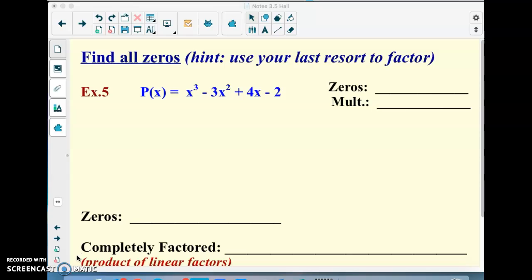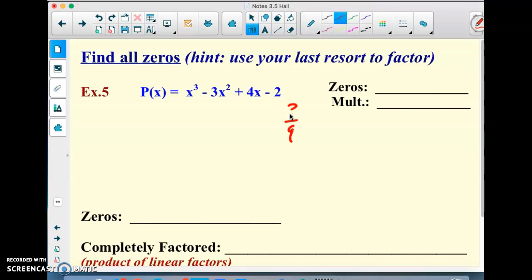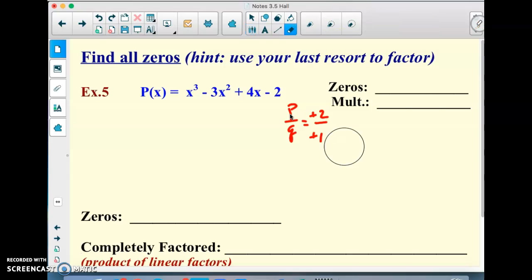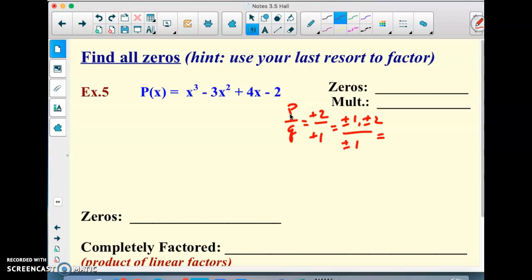Okay, so P over Q, I'm just going to do that real quick. P is plus or minus 2, and Q is plus or minus 1. So the total possibles are plus or minus the factors. On the top, plus or minus 1, and plus or minus 2. On the bottom, plus or minus 1. So what are your options? Plus or minus 1 and plus or minus 2.